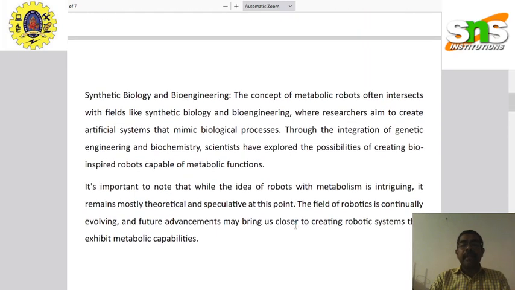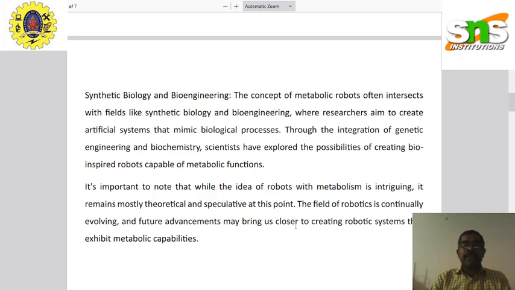Synthetic biology and bioengineering play the next role when we deploy these kinds of metabolic robots. The concept of metabolic robots often intersects with fields like synthetic biology and bioengineering, where researchers aim to create artificial systems that mimic biological processes. Through this integration of genetic engineering and biochemistry, scientists have explored the possibilities of creating bio-inspired robots capable of metabolic functions.